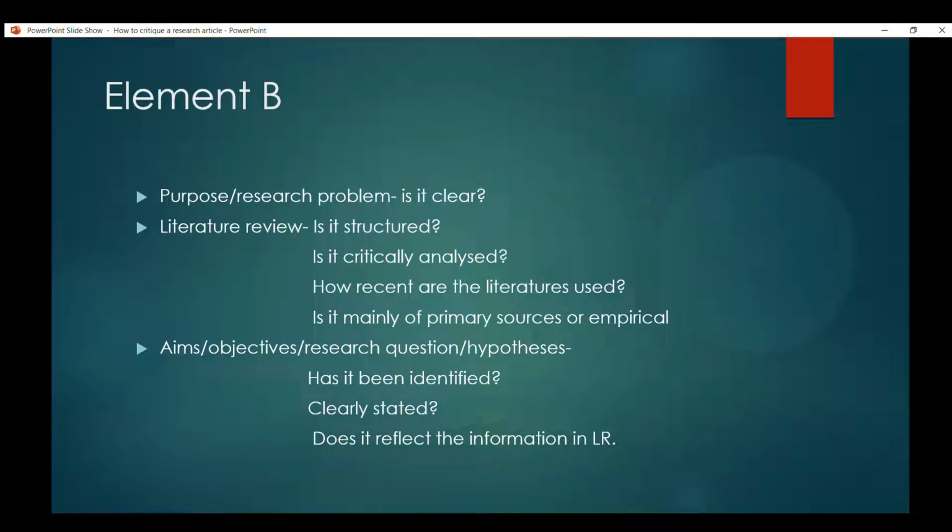And then still under the literature review now, the articles that were used, were they mainly primary research or were they empirical? What do they mean by this? Primary research is research that is conducted primarily, but empirical is like systematic reviews, secondary research. So I think it's best if you have both primary and empirical research in an article.